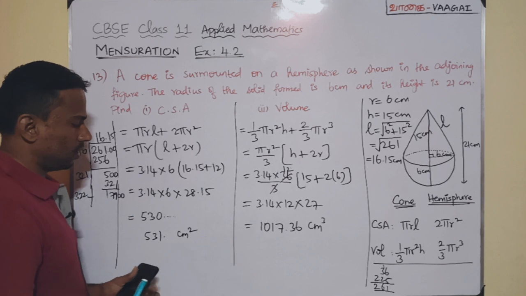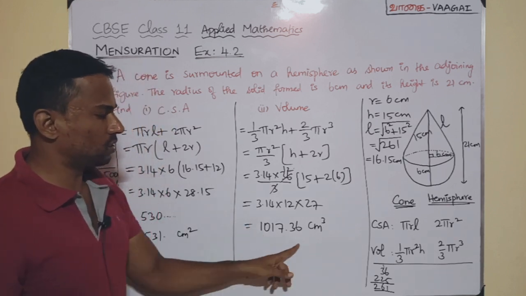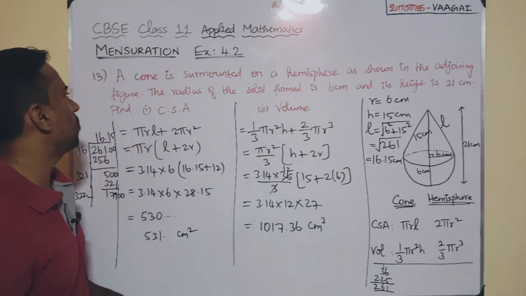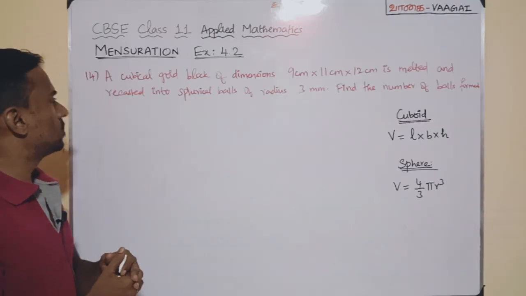531 centimeter square is going to be the answer for your first subdivision, and 1017.36 centimeter cube is going to be your answer for the second subdivision. These are the answers for your question number 13. Moving next to question number 14.